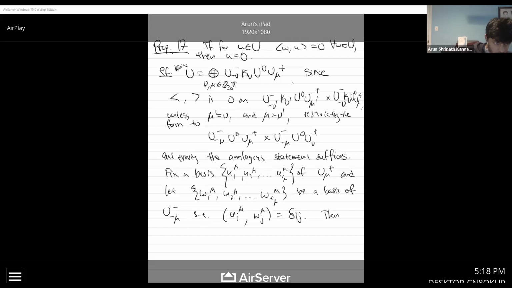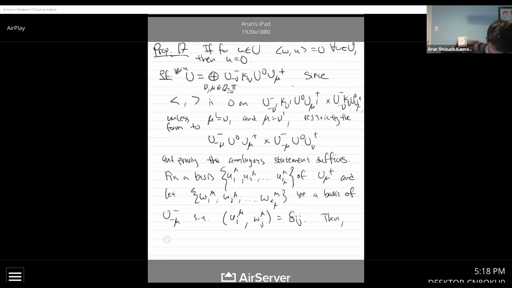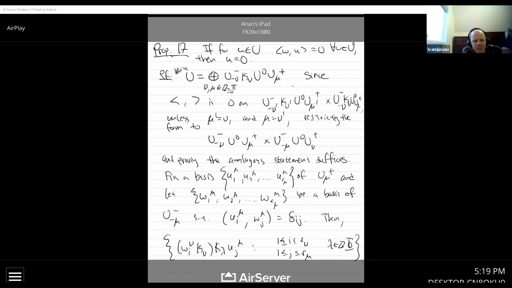Then the following set is a basis. So we did it for μ; you can also do the same thing for ν. The set w_i^ν K_λ u_j^μ, where 1 ≤ i ≤ r_ν and 1 ≤ j ≤ r_μ, λ in the weight lattice, and μ fixed, is a basis of the space U^-_{-ν} U^0 U_μ^+.